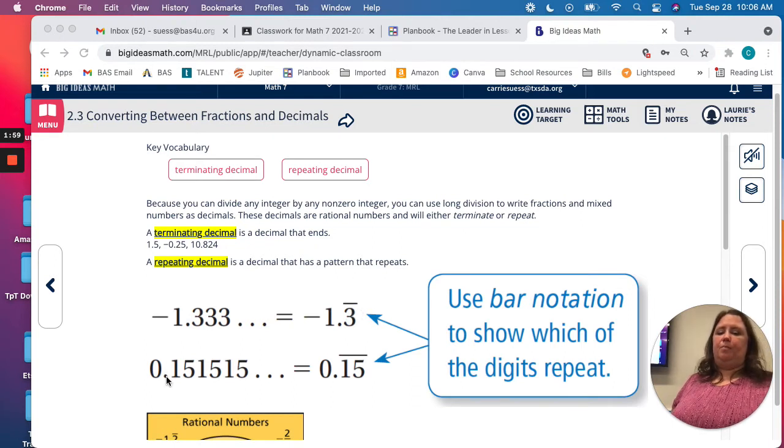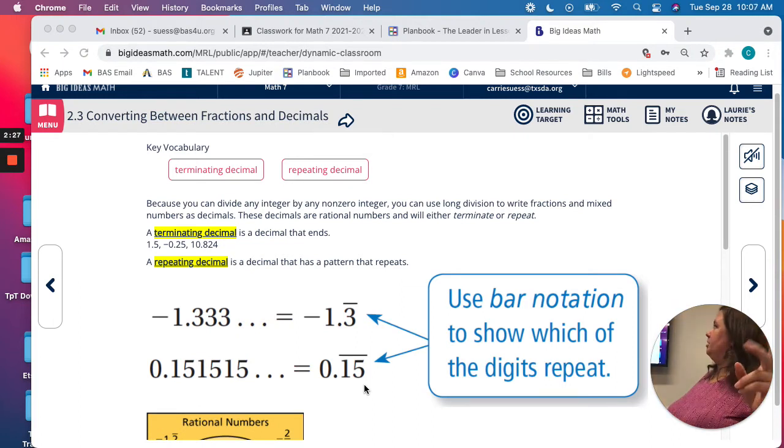So if this one, 0.15, 15, 15, you see the repeating number is 15. So I'm going to write it 0.15 because that's the thing that repeats, not just the number 1, right? So I'll put 15 and put a bar above that. So you got to pick whatever the pattern is, write it one time and put a bar over it. That demonstrates that it's the repeating decimal.